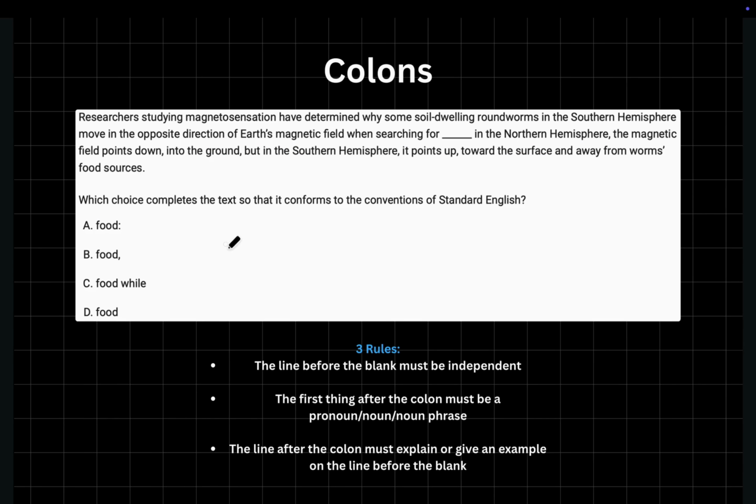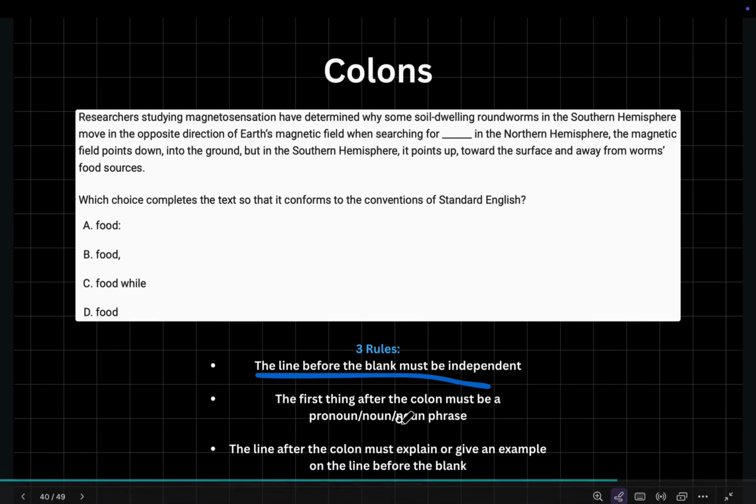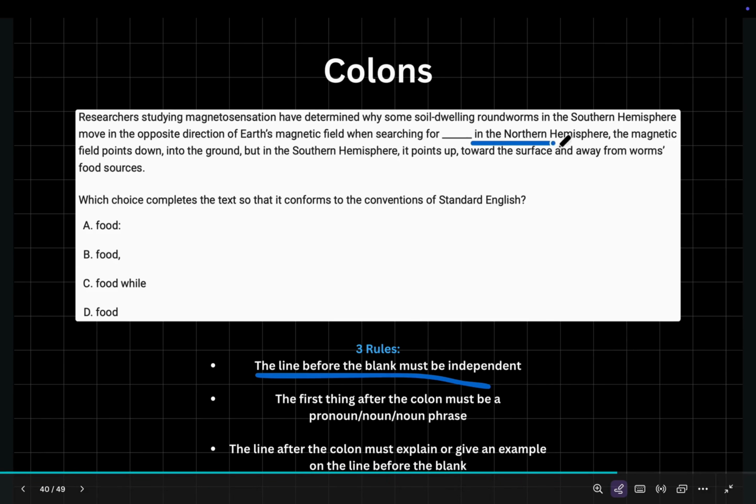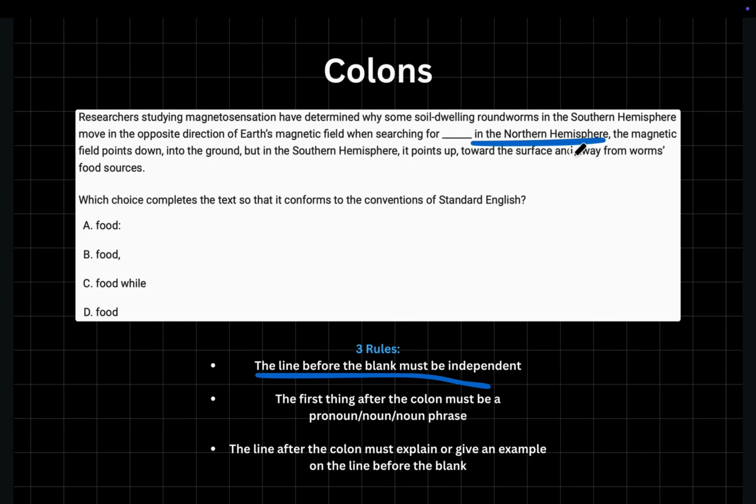Okay, is this line before the blank independent? Okay, let's read it. Researchers studying magnetosensation have determined why some soil-dwelling roundworms in the southern hemisphere move in the opposite direction of Earth's magnetic field when searching for food. Yeah, it made sense on its own, so it is independent. Is the first thing after the colon a pronoun, noun, or a noun phrase? It says in the northern hemisphere. In the northern hemisphere is a phrase, not a noun phrase, but still a phrase. Therefore, this also kind of works.